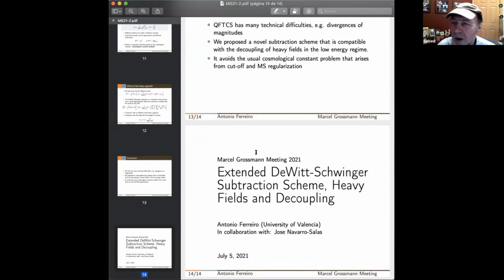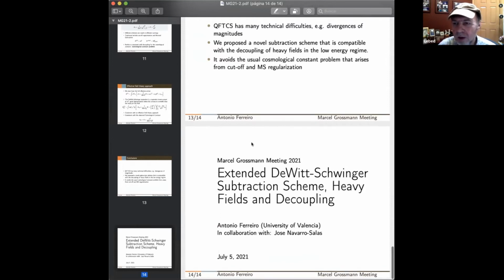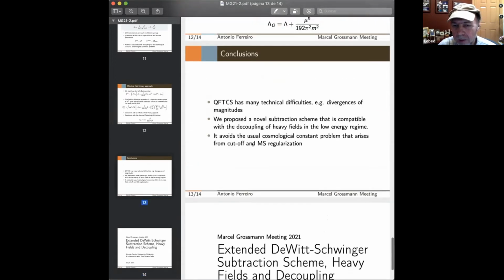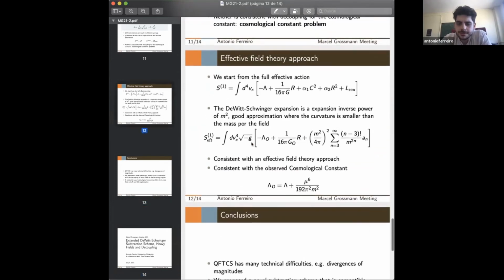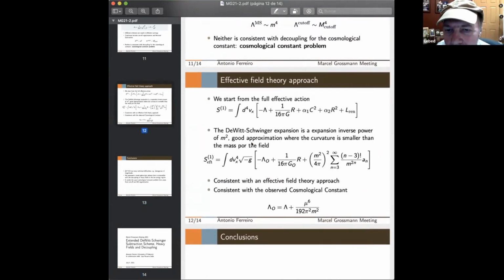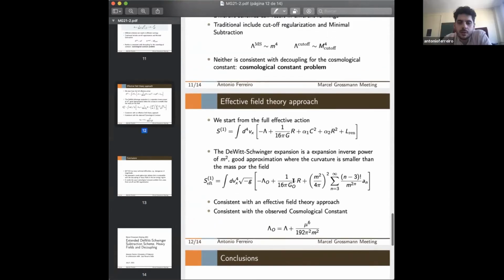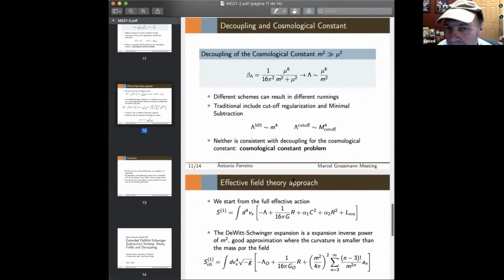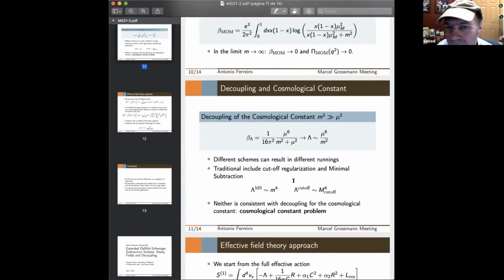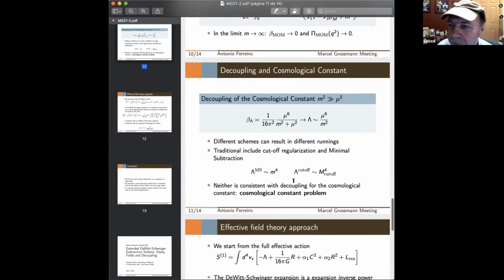You mentioned the quasi-classical approximation. What is the quasi-classical parameter in your theory? Something should be bigger than something.